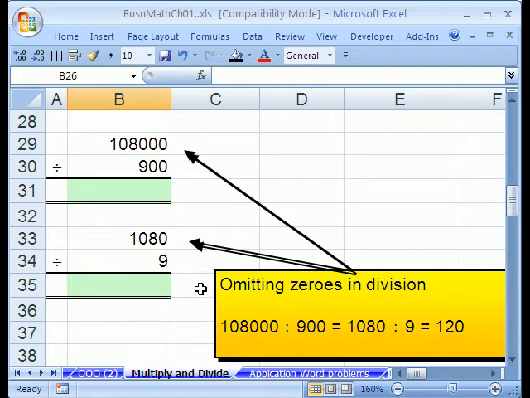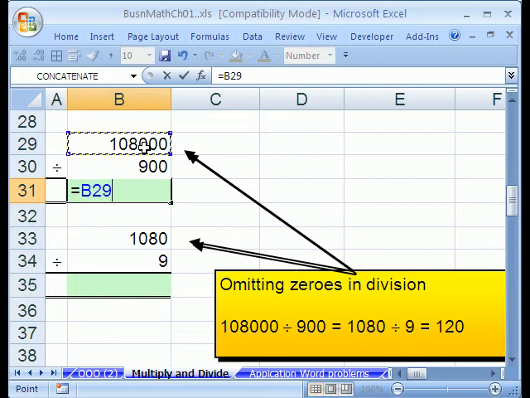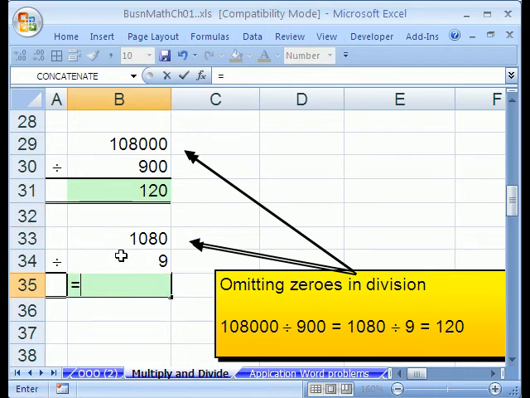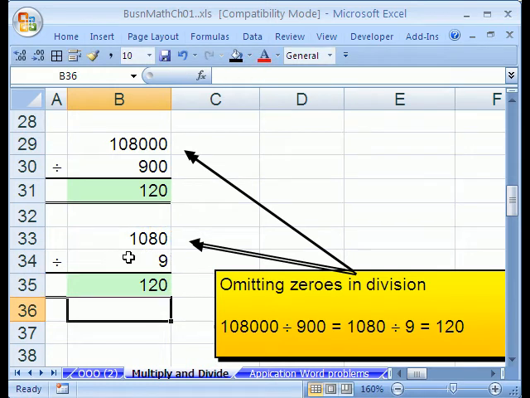Let's go ahead and look at this example here. I'm going to say equals this divided by this. And then I'm going to come down here. I'm going to do this. Notice that it looks like they're kind of similar. Equals this divided by this. What? How come they're the same?